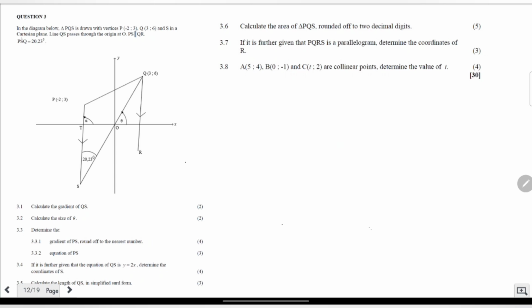We can see that P and Q both are given, and S is a point on a Cartesian plane. You can see that S is there, and then parallel lines are given: PS and QR are parallel lines. Guys, when parallel lines are given, you have to think about the properties of parallel lines: alternate angles, corresponding angles, co-interior angles, and the gradients of parallel lines are the same, isn't it? Gradient of parallel lines are the same.